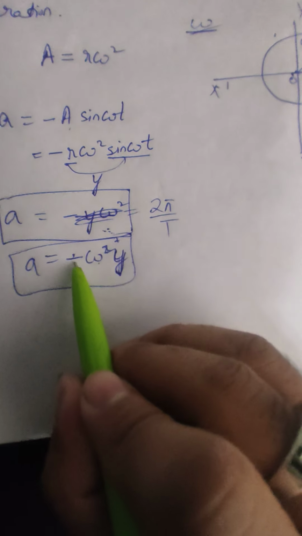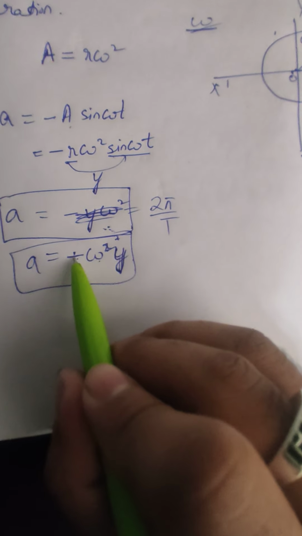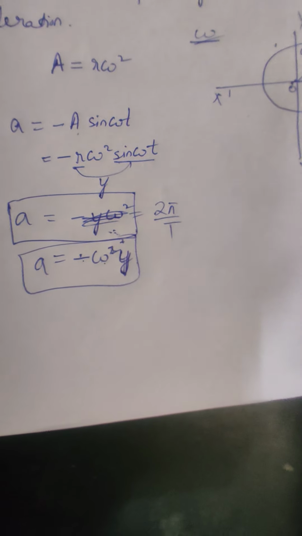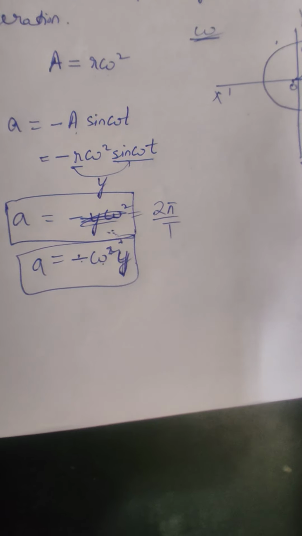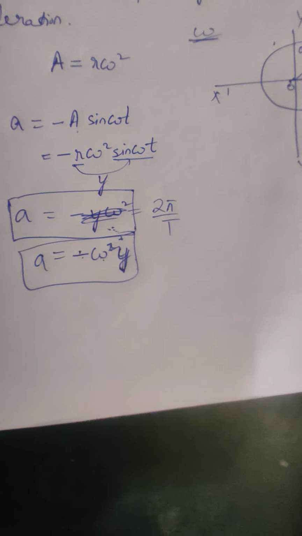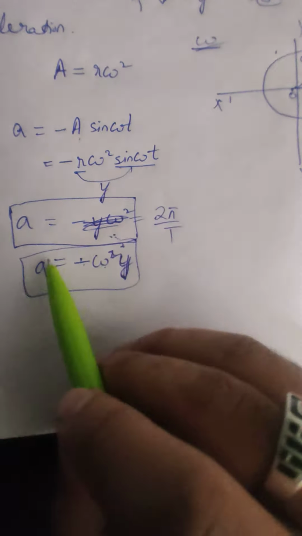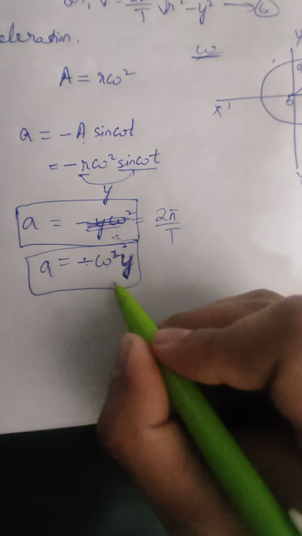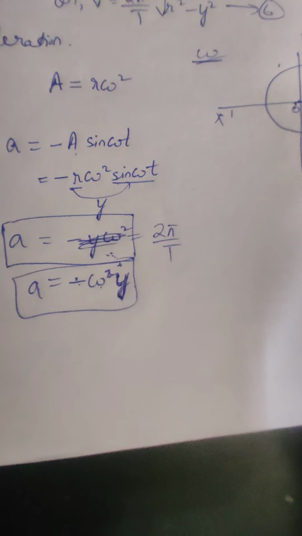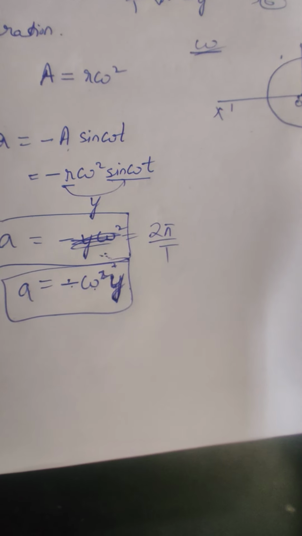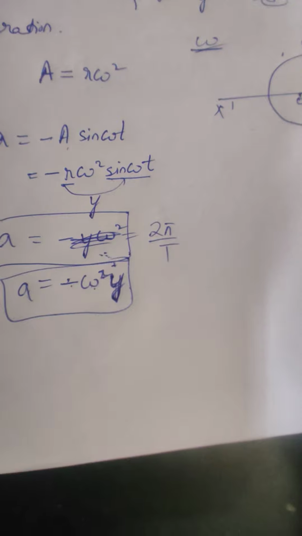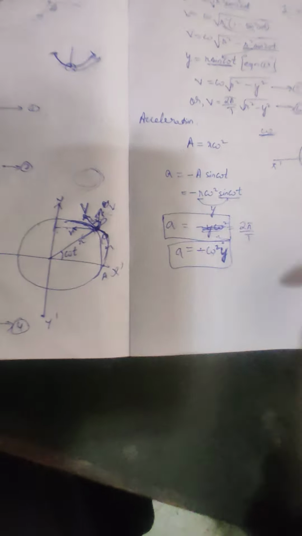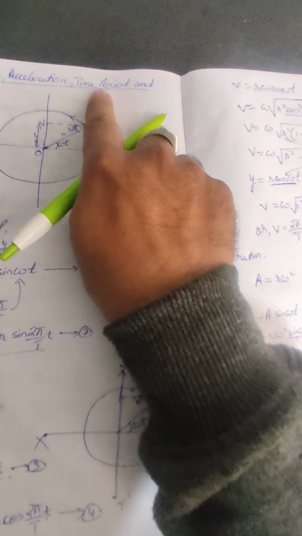Since omega is square, then minus omega minus again will change to positive. Just as I said before, minus simply represents the direction. It does not affect the value of acceleration. It only means the direction. So this is the equation which can be used to calculate the acceleration of a particle moving in circular motion having simple harmonic motion. Now we'll go to the fourth, time period.